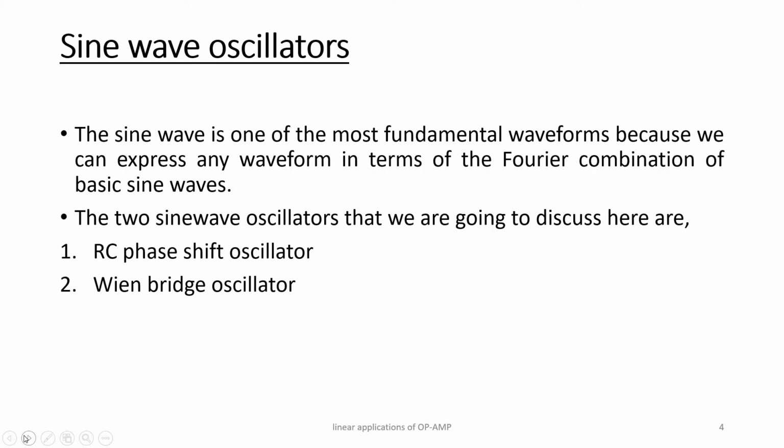Now, sine wave oscillators. Sine wave is one of the most fundamental waveforms because we can express any waveform in terms of a Fourier combination of basic sine waves. The two sine wave oscillators that we are going to discuss here are the RC phase shift oscillator and the Wien bridge oscillator. An oscillator is an amplifier which does not have any AC input and which operates on the principle of positive feedback to generate an AC signal at its output.